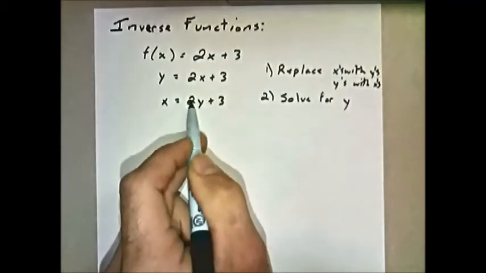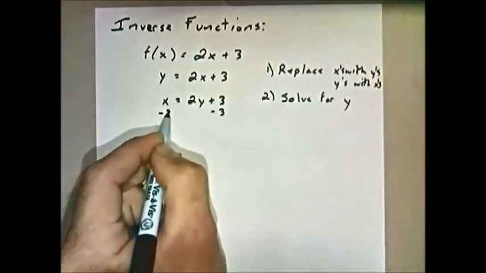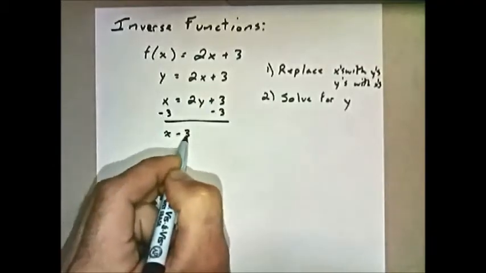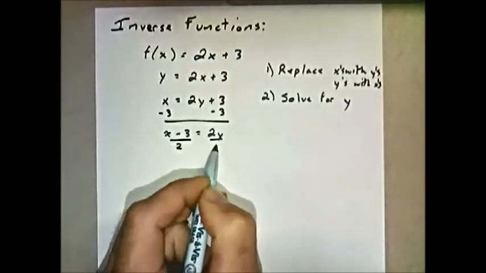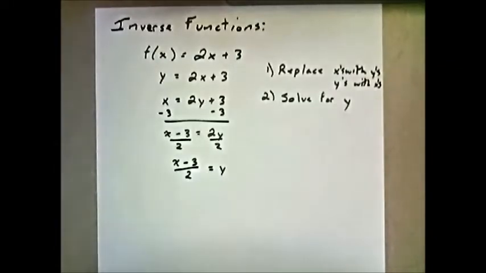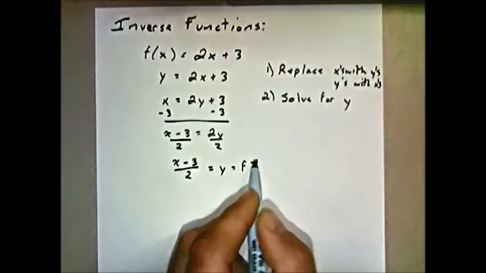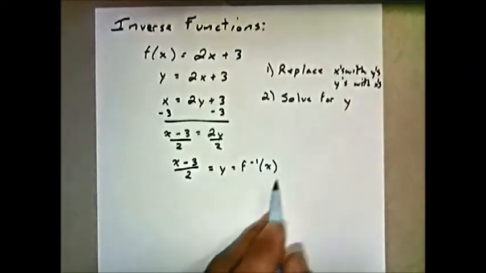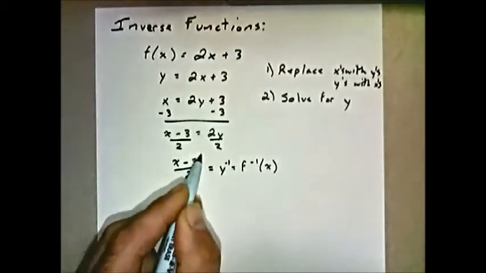So we've multiplied it by 2 and then added 3. To undo that, we're going to subtract 3 from both sides. So we get x minus 3 equals 2y. Then we're going to divide by 2. So we end up with x minus 3 divided by 2 equals y. And this is our f inverse function. We can write that in notation form, f to the negative first of x, or leave it as y inverse. But really what we're looking at is this x minus 3 over 2.